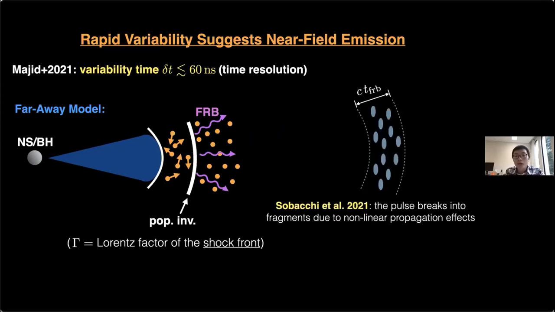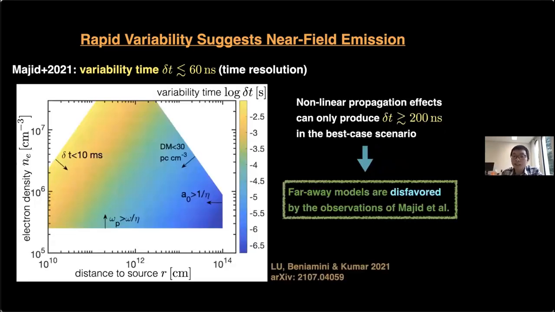A way out of this variability time problem is to have propagation effects at much larger distances than where FRBs are generated. This is one of the nonlinear effects where the FRB pulse has a very high amplitude, and that can break into fragments in both the longitudinal direction and transverse direction. That can induce a very short variability time. However, we have taken that model and looked into how such a short variability time can be generated.